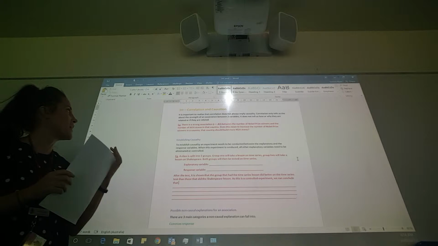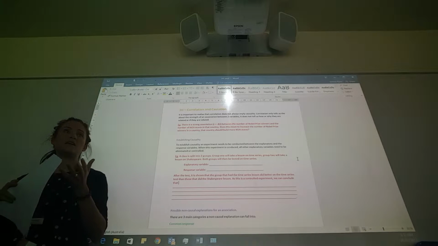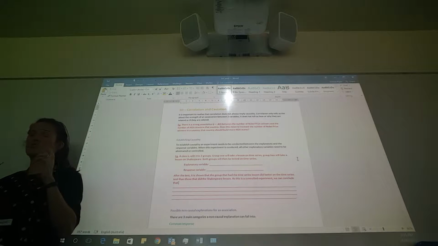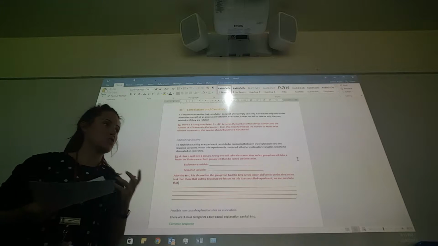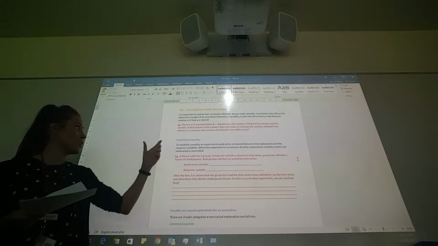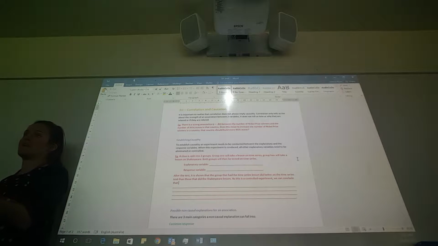So today we're talking about correlation and causation. Pretty much all this is saying is that just because we've got two variables that show a correlation or show an association does not mean that they are related. Or they may be related, but there might be other things that also affect that relationship.